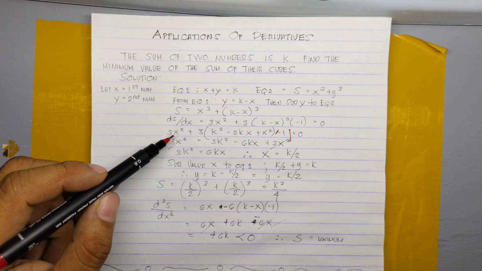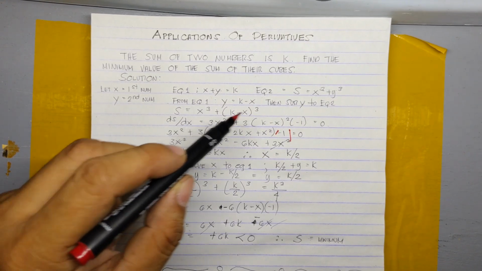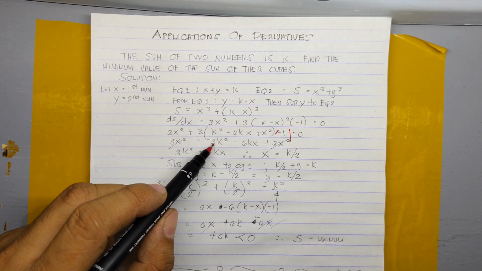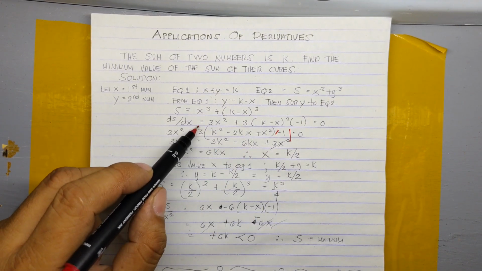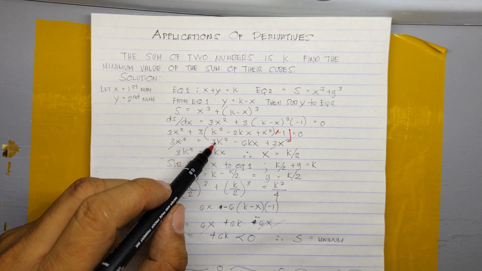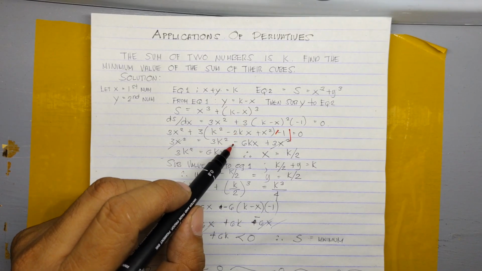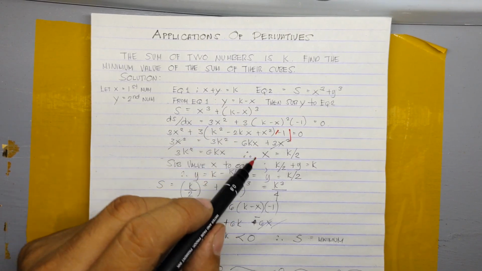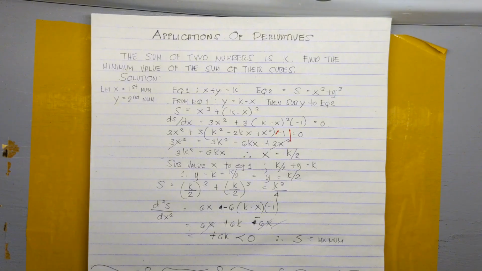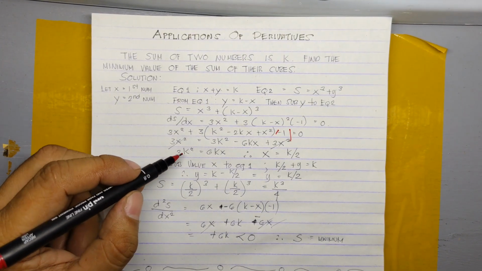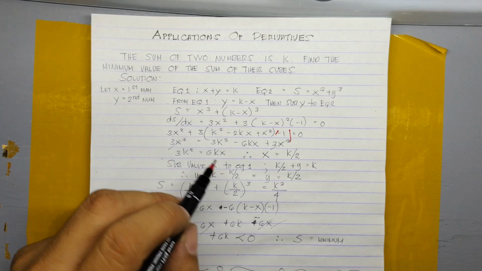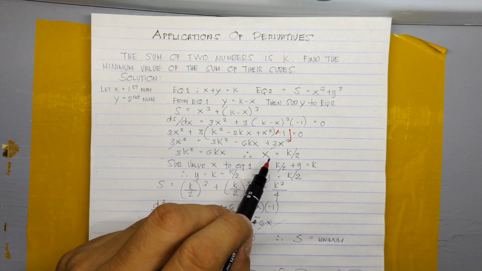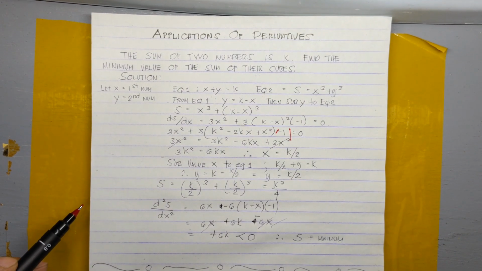Transpose this, 3x squared is equal to, transposing to the other side, 3k squared minus 6kx plus 3x squared. We just expand this: 3 times k squared is 3k squared, 3 times negative 2kx is negative 6kx, 3 times x squared is positive 3x squared. So we derive 3k squared is equal to 6kx. From here we derive the value of x, therefore x is equal to k over 2.